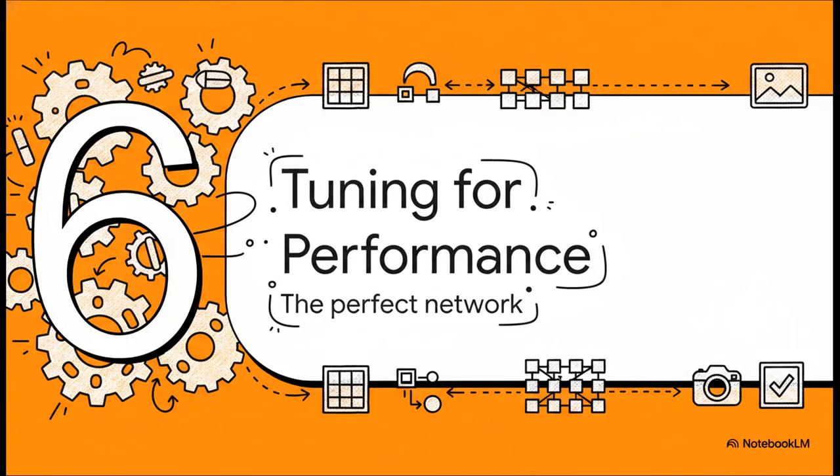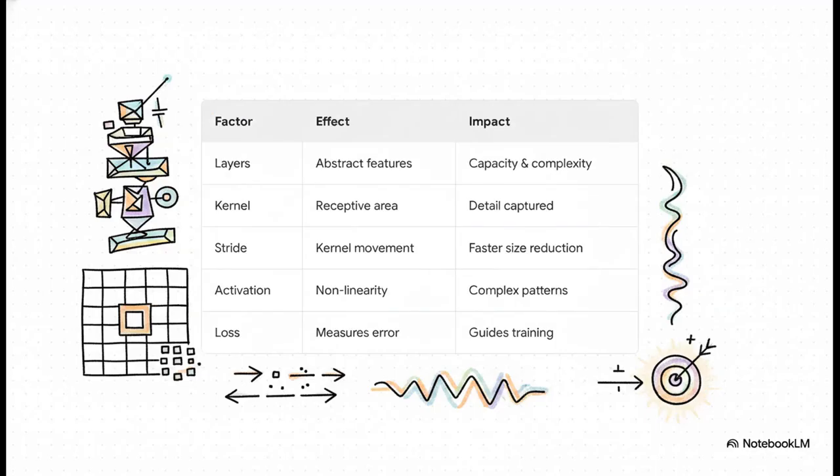And our final section, Section 6, Tuning for Performance. Let's design the perfect network. Here's the thing. Every single configuration choice you make affects both what the CNN learns and how efficiently it learns it. Like if you increase the number of layers, your model can learn highly abstract features and improve capacity, for sure, but it also dramatically increases complexity.